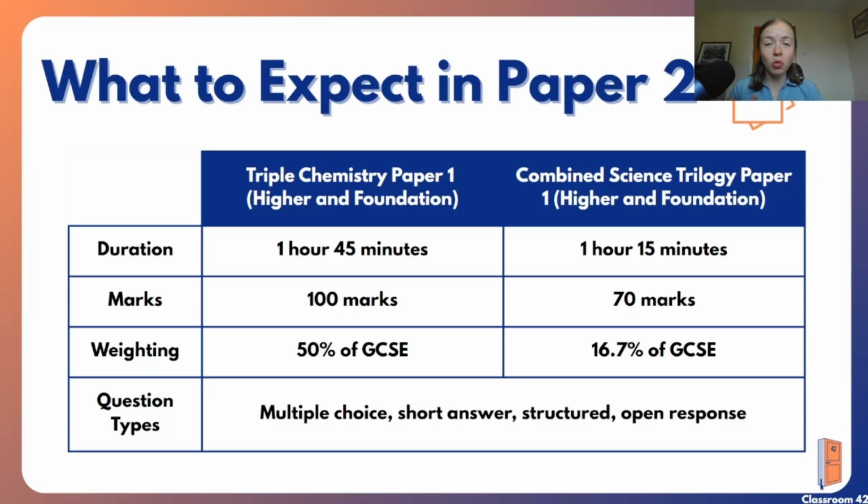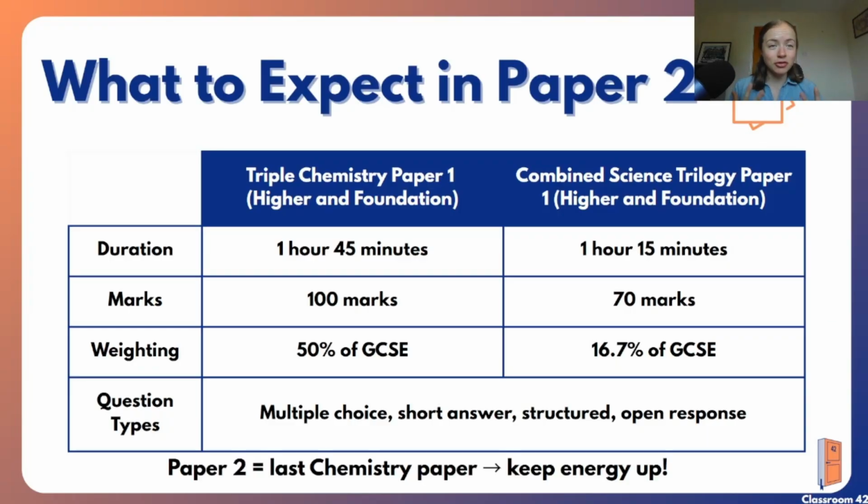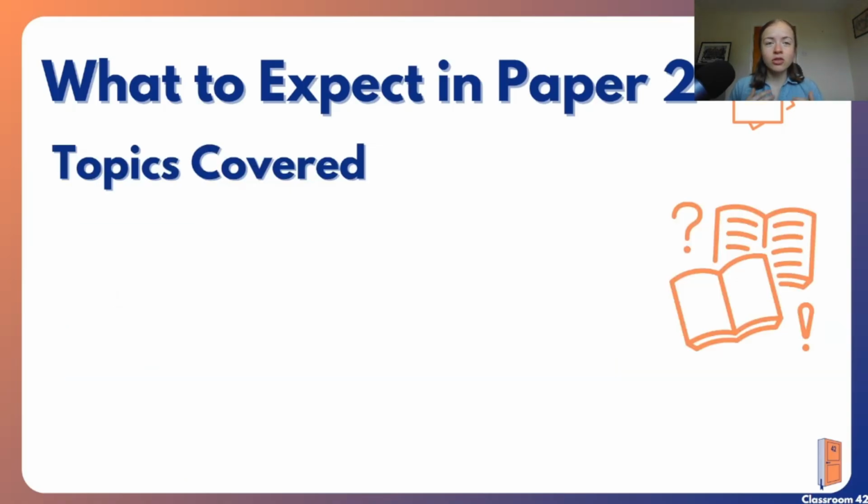Triple students will be doing 1 hour and 45 minutes for 100 marks worth of questions, and for the combined students you'll be doing 1 hour 15 minutes worth 70 marks, and this makes up 16.7% or so of your combined science GCSE. And you'll also be expected to see a range of multiple choice, short answers, structured answers and open response as well. And just remember, this is the last chemistry paper, so keep the energy up and you'll be absolutely fine. So what topics are covered?